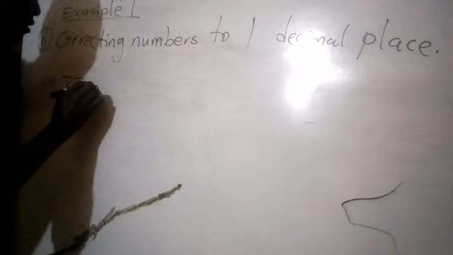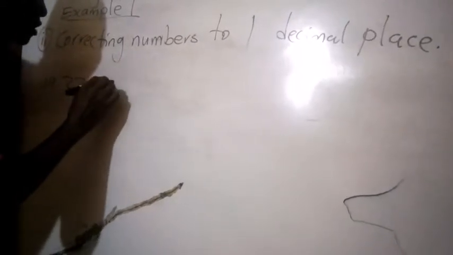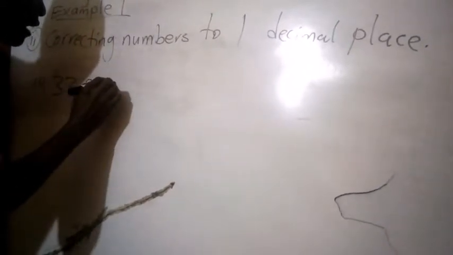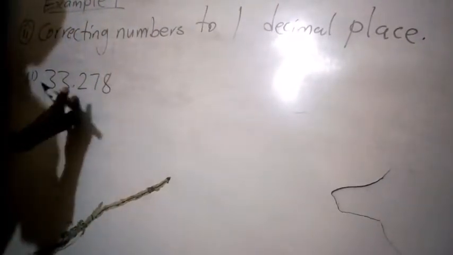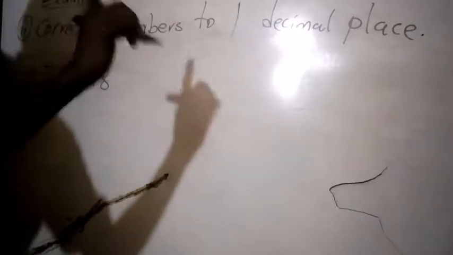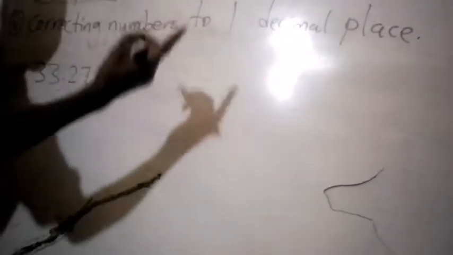Example, if I have 3.278, and I want to correct this given number to one decimal place, it's a decimal place, so I will still work on this. That's the business I have here.